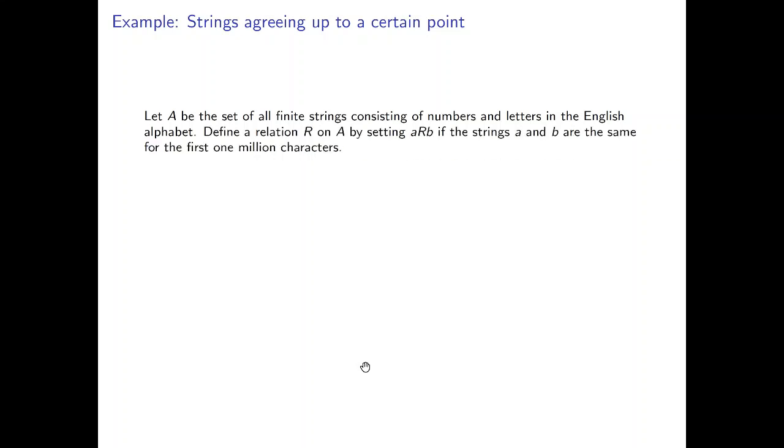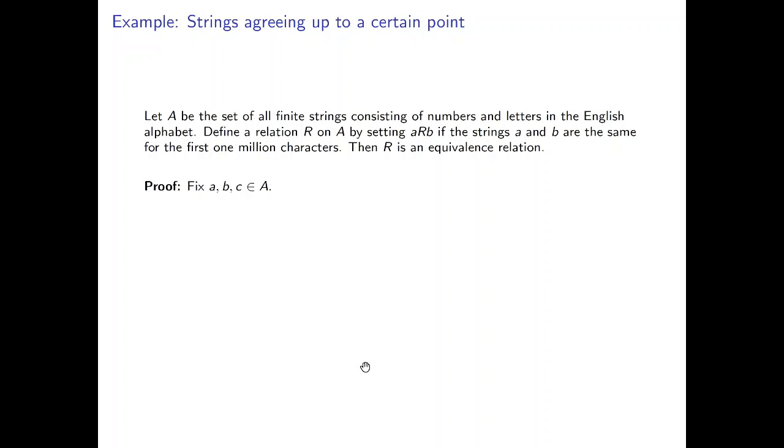And so I'm going to define a relation on the set by saying that for two strings A and B, A is related to B if the two strings are the same for the first 1 million characters, right? So you want to think of A and B as some finite string of letters and numbers. I'll say A and B are equivalent if they agree up to the first 1 million characters, and then after that they can be different, but I'll still say that those are equivalent. And so this also turns out to be an equivalence relation, and so let's prove it.